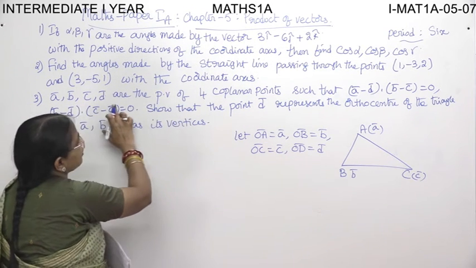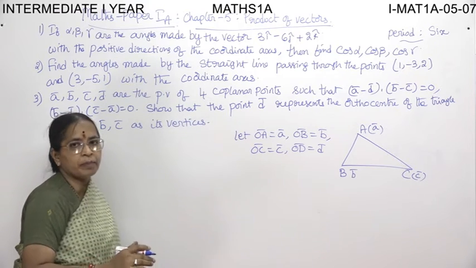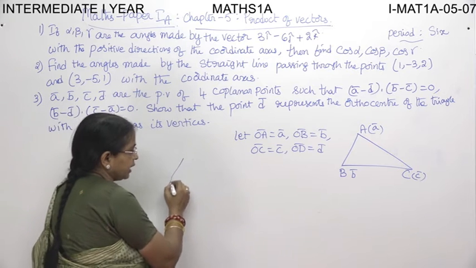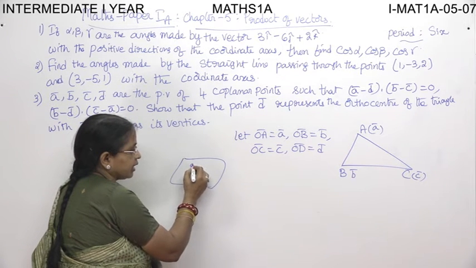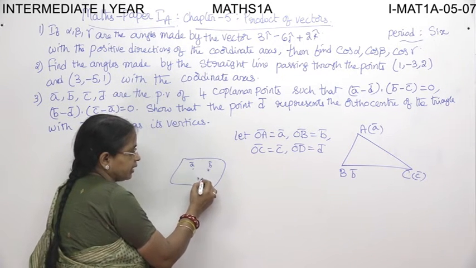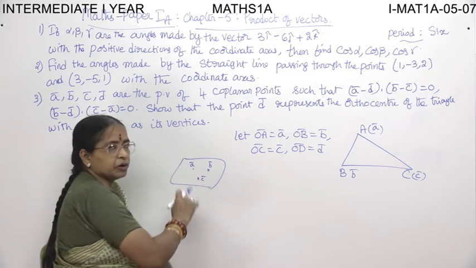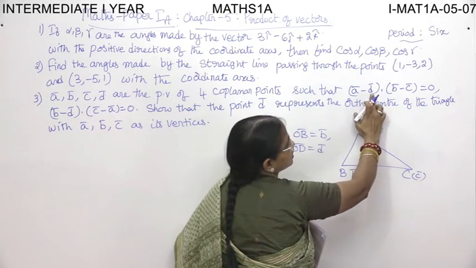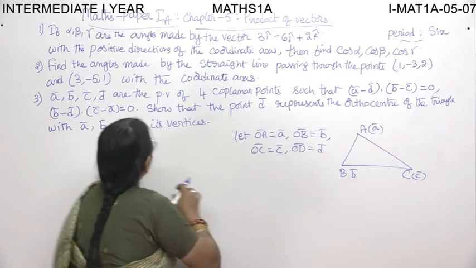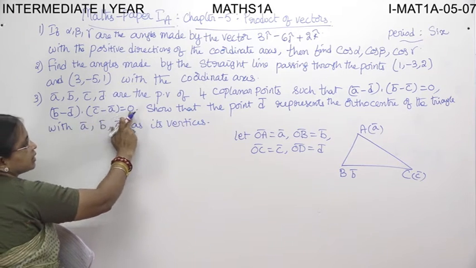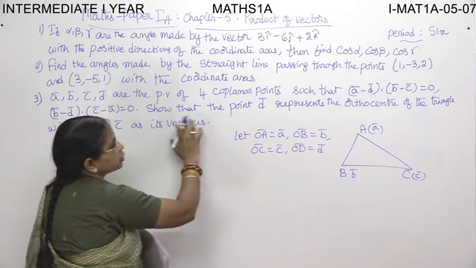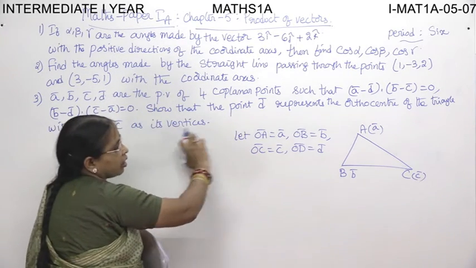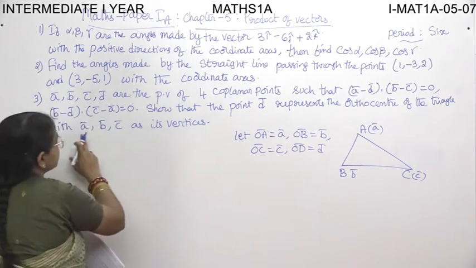Now, what is this problem? A, B, C, D are the position vectors of four coplanar points. So, in the plane, you have 4 points A, B, C and D, and their position vectors are A bar, B bar, C bar and D bar. You are given two relations: (A minus D) dot (B minus C) is 0, and (B minus D) dot (C minus A) is equal to 0. You must show that the point D, the point with position vector D, represents the orthocenter of the triangle with vertices A, B and C.